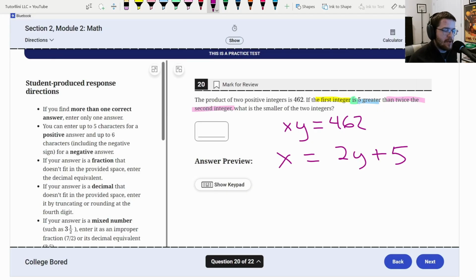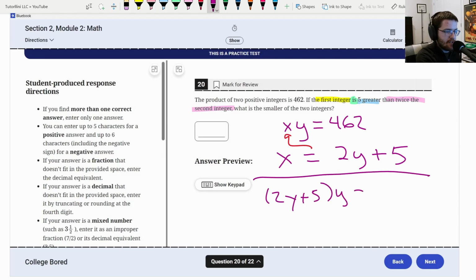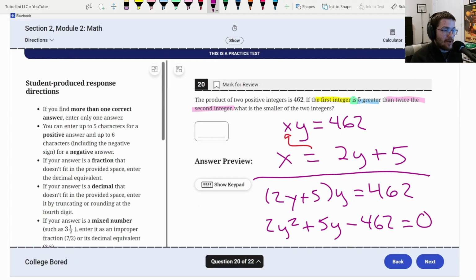So we've got this nice system of equations. x is by itself, so we could substitute it in here. If you do that, you would get (2y plus 5) times y equals 462, which is 2y squared plus 5y. Then if you subtract the 462 over, it would look like this, minus 462 equals 0. You would then use the quadratic formula or the AC method, but doing the AC method on numbers this big, like 2 times 462, is pretty much impossible. So please just don't bother doing that.